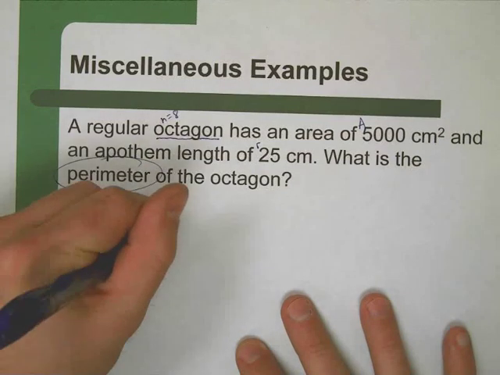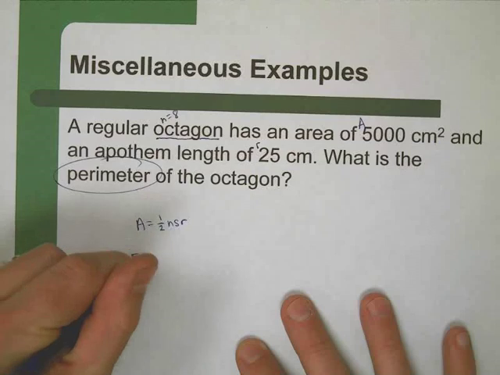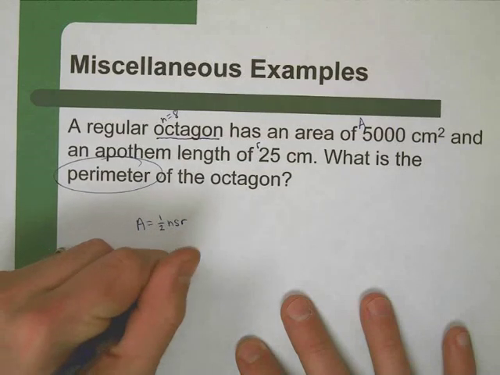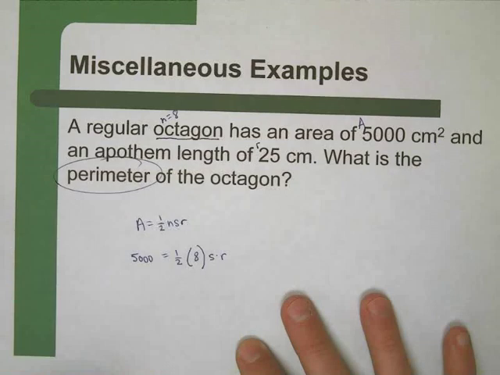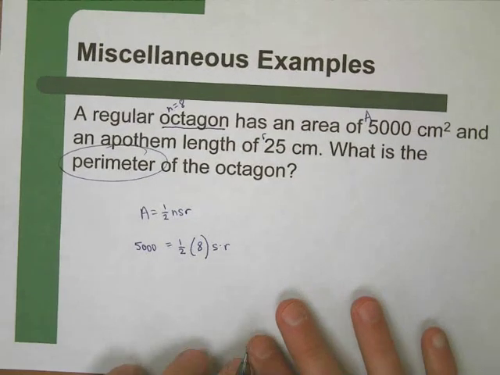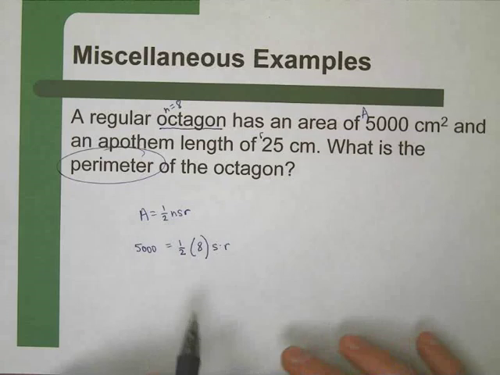Well, let's at least solve for what we know. The area is 5,000. That's equal to 1/2 of 8 times S times R. And you might be sitting here thinking, well, shoot, that doesn't help me out. I don't know S or R, so how can I solve for one?